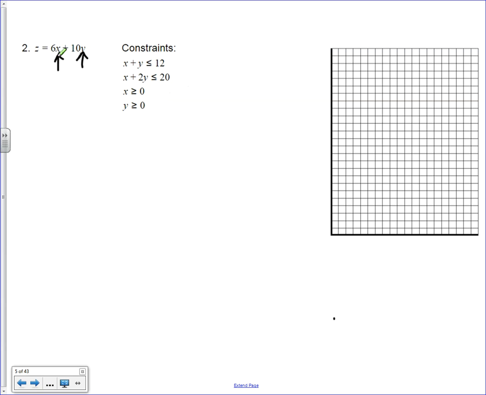All right, so I just need to isolate those other two. Let's call this one the red one. I'm going to need to subtract the x, and I get that. So I'm going to start at 12.